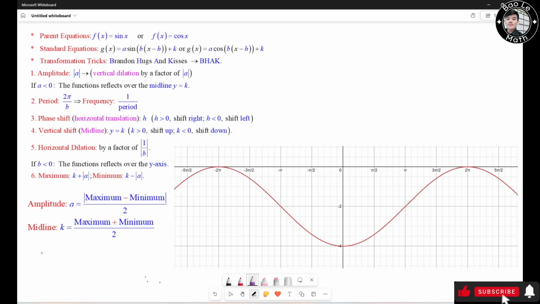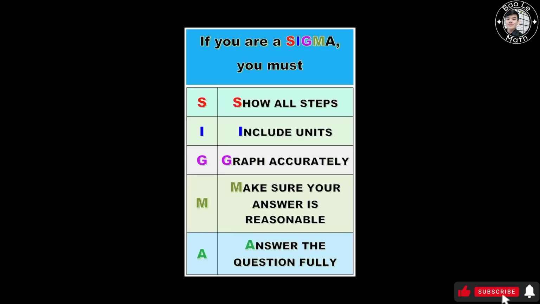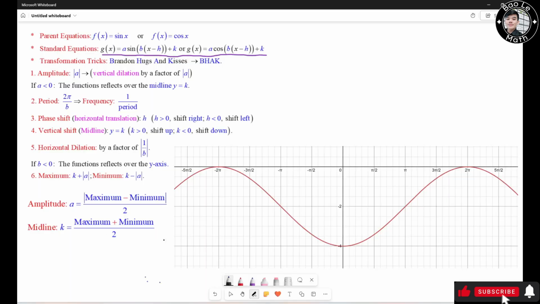Hello everyone, in this video we're going to learn how to write sine and cosine functions given a graph. In order to write a sine or cosine function, you need to find the value of A, which is the amplitude, B, which is the horizontal dilation, H, which is the phase shift, and K, which is the midline or vertical shift.